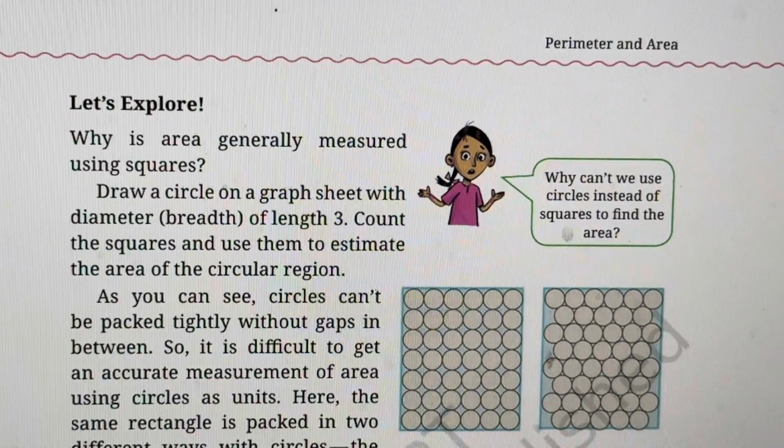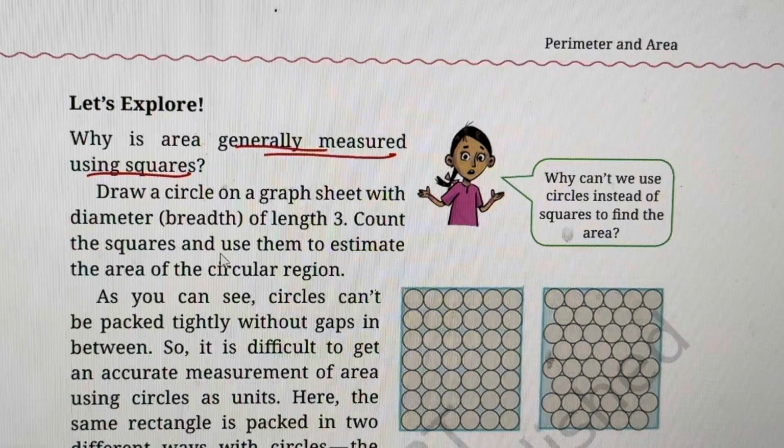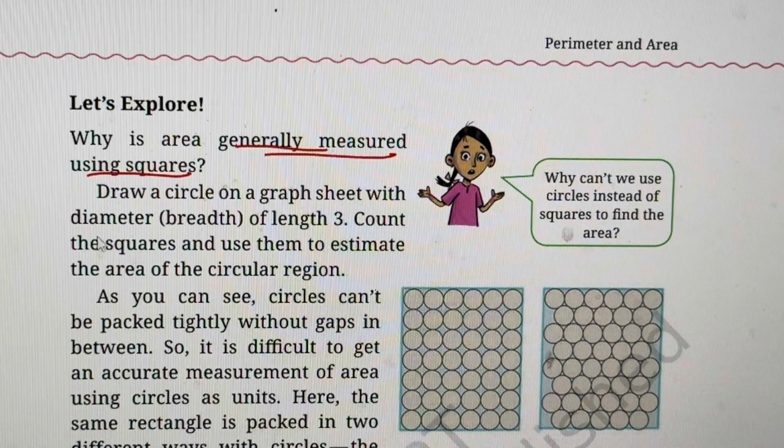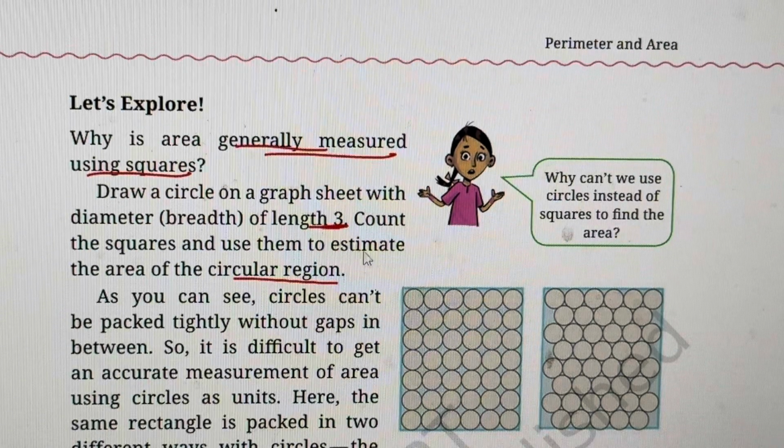Now let's explore one more thing. A very nice question is asked, like why is area generally measured using squares? Why not any other shape? Right. So here, draw a circle on a graph sheet with diameter or breadth of length 3 centimeters. Right. And count the squares and use them to estimate the area of the circular region. Why can't we use circles instead of squares to find out the area?